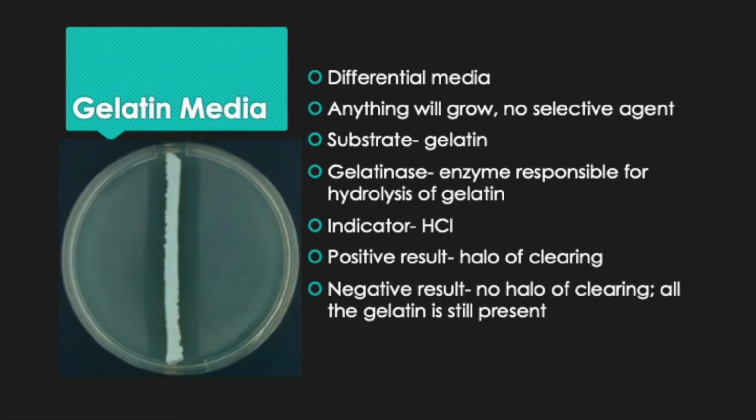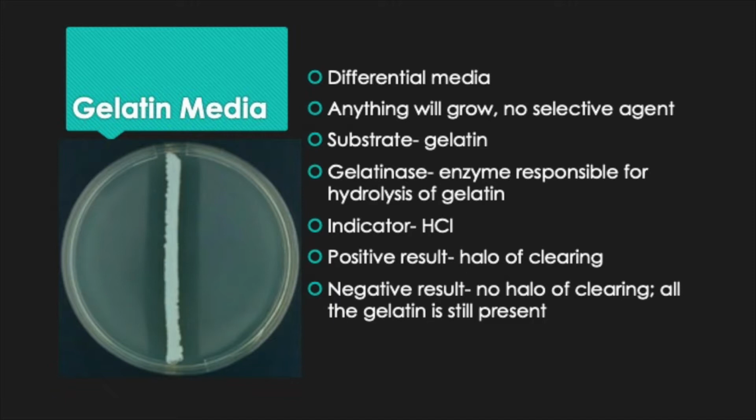So a positive result is a halo of clearing around the bacteria. A negative result is no halo. Basically, if the bacteria ate the gelatin, you're going to see an area around the colonies where there is no gelatin left. It ate it all.